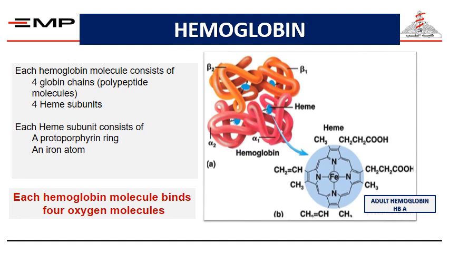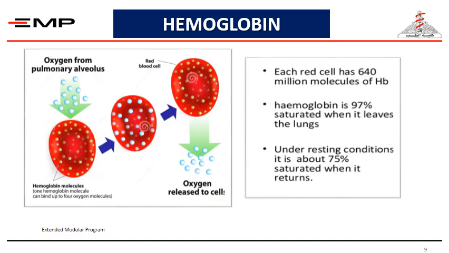The hemoglobin molecule consists of 4 globin chains and 4 heme subunits, and every heme subunit consists of a protoporphyrin ring and an iron atom, and each hemoglobin molecule binds 4 oxygen molecules. Each red cell has more than 600 million molecules of hemoglobin. They carry oxygen from the pulmonary alveolus, where the hemoglobin is 97% oxygen saturated. They leave to the circulation, and then they release oxygen to the tissues.